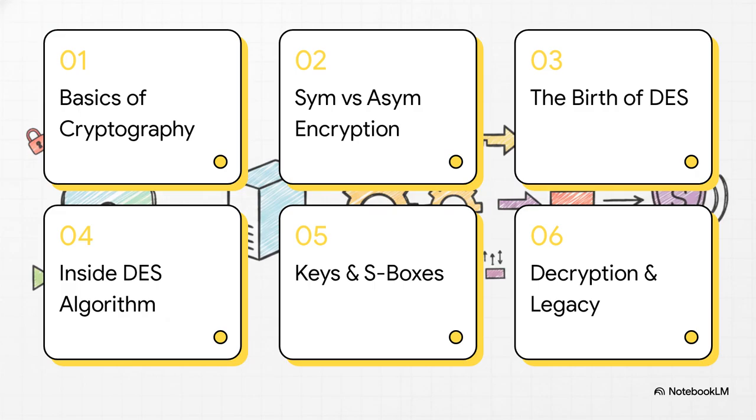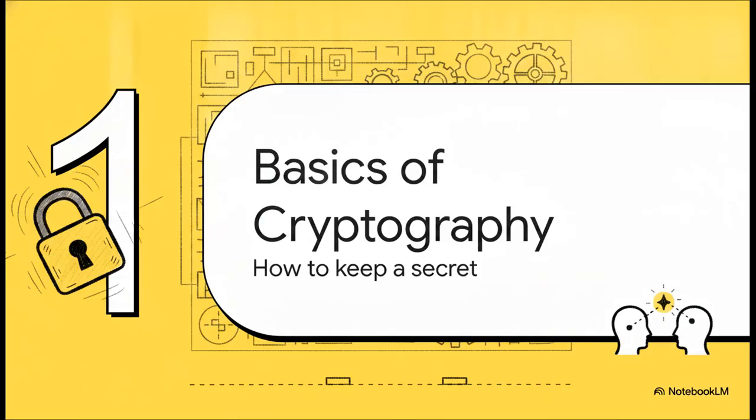Here's our roadmap for today. First, the basics of cryptography. 2, symmetric versus asymmetric encryption. 3, the birth of DES. 4, inside the DES algorithm. 5, keys, shifts, and S-boxes. And finally, decryption and the legacy of DES. All right, starting with Section 1, the basics of cryptography.